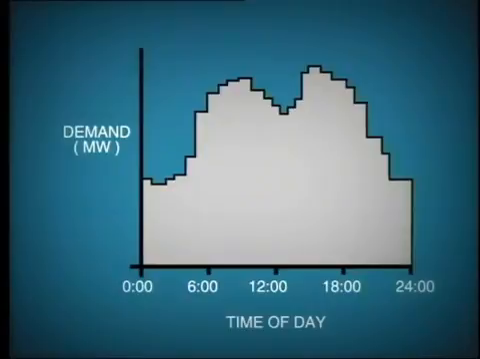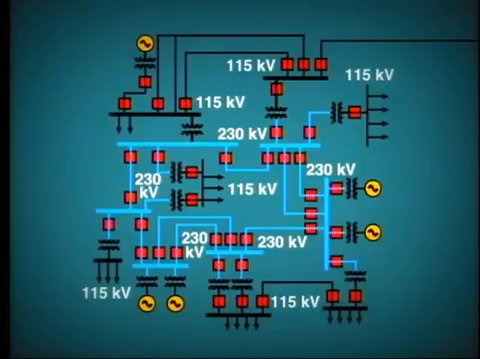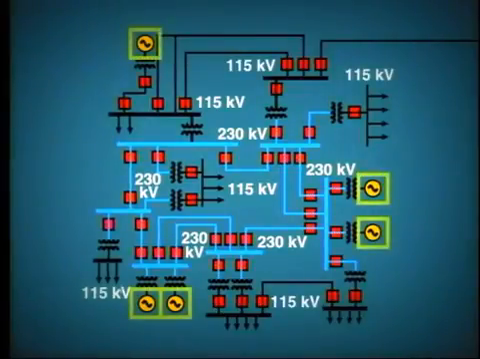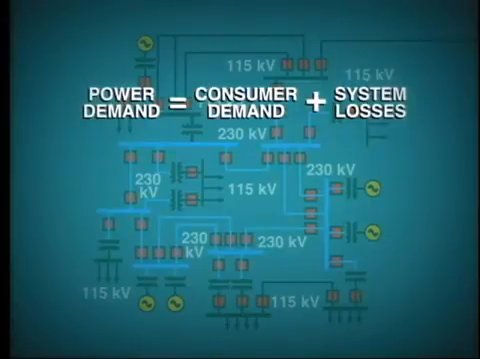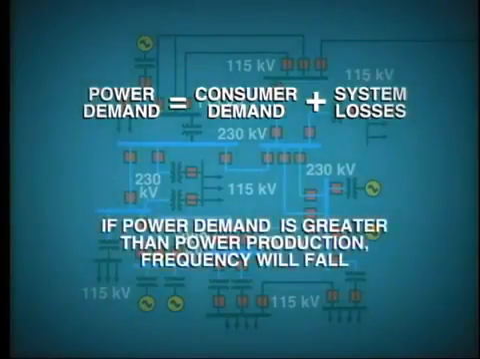As we know, the demand for megawatts varies throughout the day as consumers switch their electrical devices on or off. As we cannot store electrical energy, at least in large quantities, the combined power output of all of the generators which are connected to the system must exactly equal the total power demand at every instant of the day. The total power demand consists of the consumer's demand plus power system losses, which may be as high as 4 or 5%. If at any time the power demand is greater than power production, then the frequency will fall.